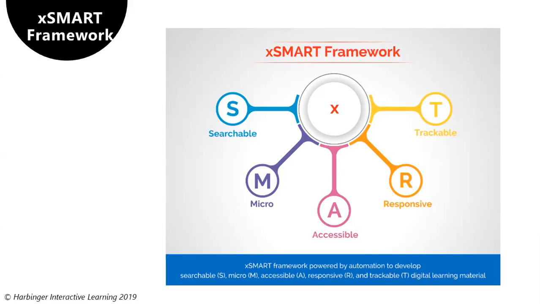Modernization is an opportunity for us to make our content easily searchable. It could be achieved in two simple steps: instructionally identifying key learning objectives and metadata tagging of content with relevant keywords. Now let's move on to the second feature of the SMART framework.